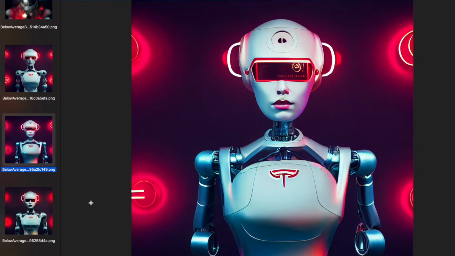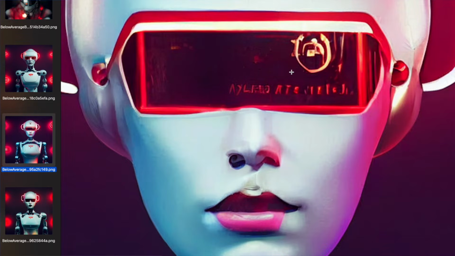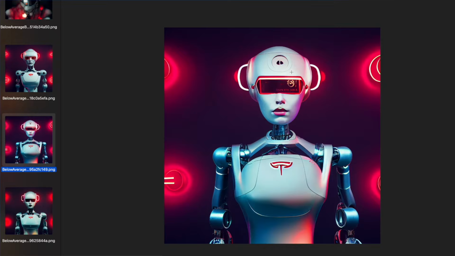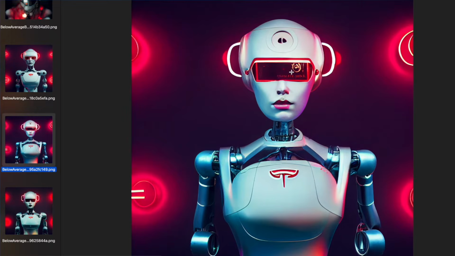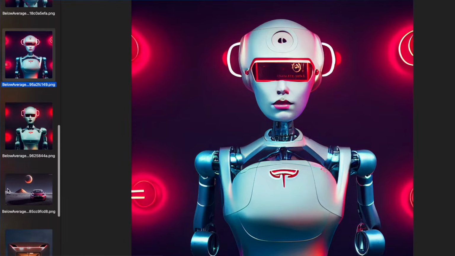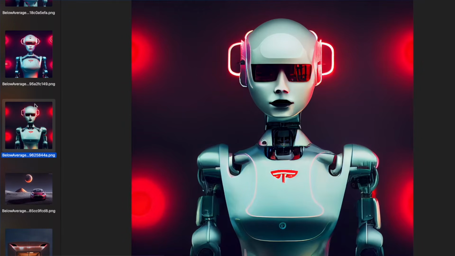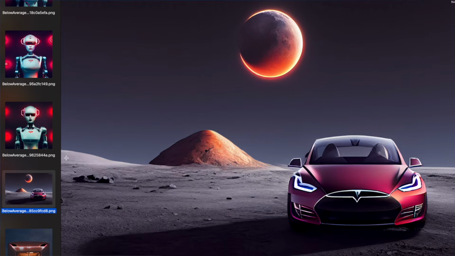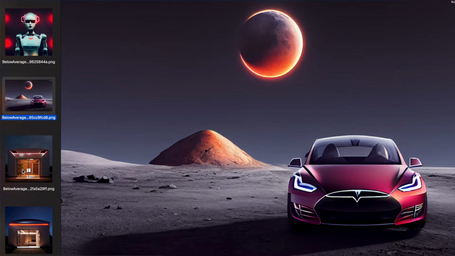Here's another one of the Tesla renders that it came up with. And once again, it's got some writing there in the eyes, but if you zoom in, it's just gibberish. It's like hieroglyphics. It's just something the computer puts there to give you the image of some sort of data coming across her lenses there. Another render of Tesla robot. I asked for a Tesla Model 3 on the moon, and that's what it gave me. I asked for a 3D render of the Tesla home that's rumored to be coming out in a few years, and that's what it gave me.